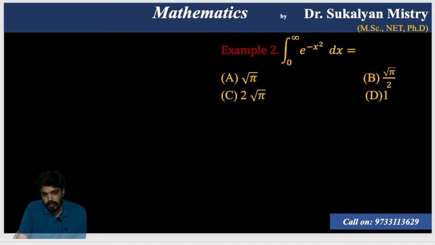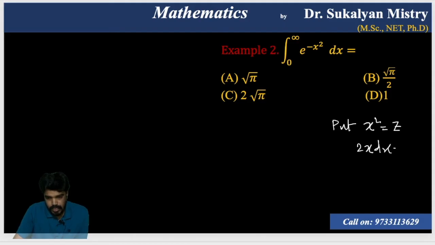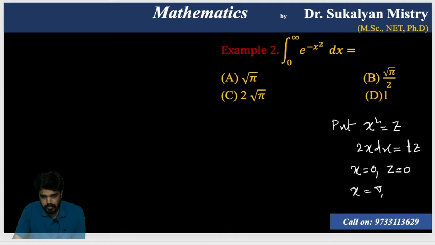So, here we have to calculate the integration 0 to infinity e to the power minus x square dx. We put x square equal to z. So, that is 2x dx equals dz. Now, when x is 0, z is 0, and when x is infinity, z is infinity.